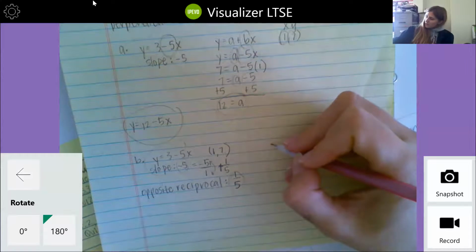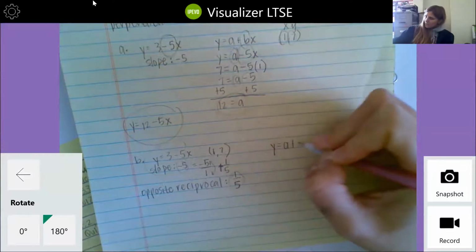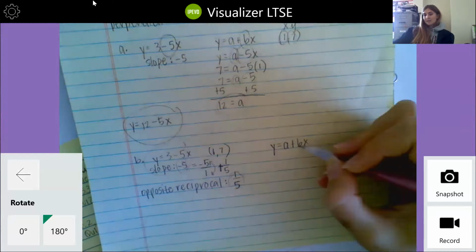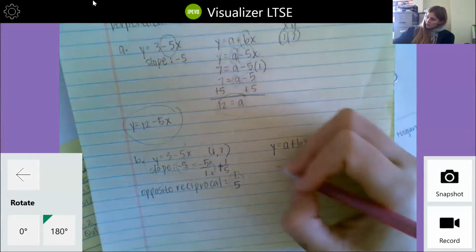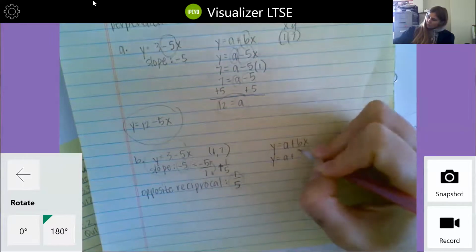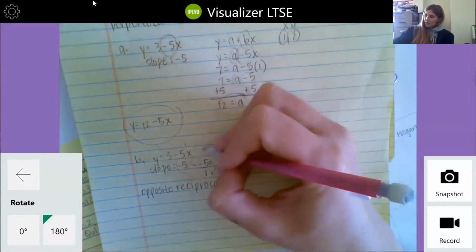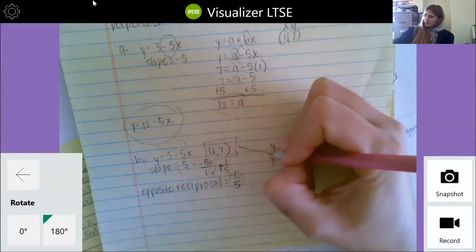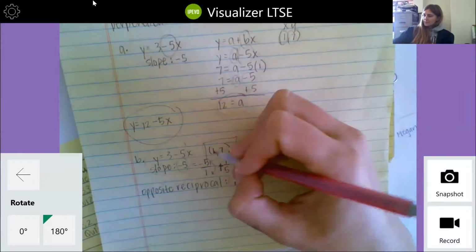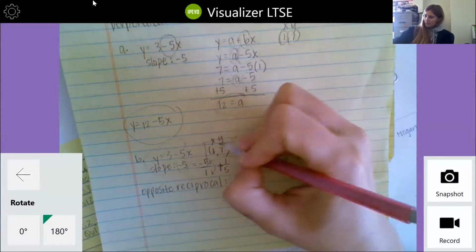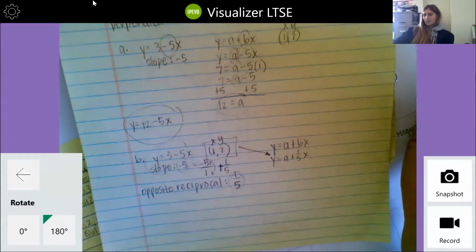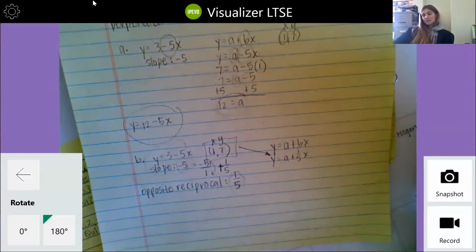So again, let's write our template, y equals a plus bx. I know what my b is going to be. It's going to be 1/5. So y equals a plus 1/5 x. And now I take this point and I plug it into the equation. x is going to be 1 and y is going to be 7. I'll give you guys a minute. Pause the video. Try to solve for a, and then come back.